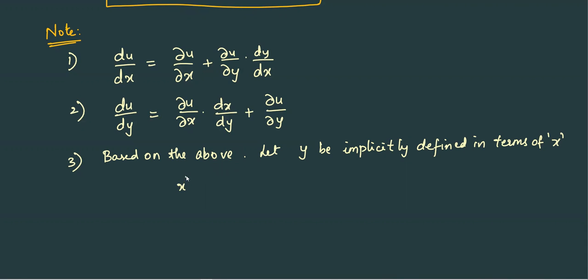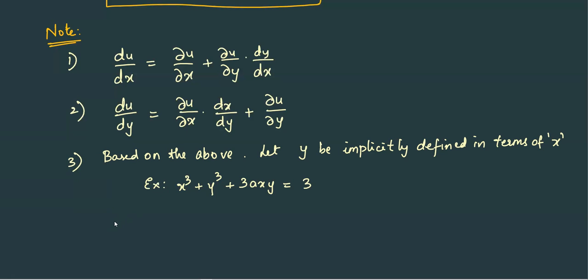For example, x cube plus y cube plus 3axy is equal to 3, let us say. Now there's a function. Y is a function of x, but it is very difficult to write y in terms of x. And we have to find dy by dx, or dx by dy. So one way we know is to differentiate. So we can use this result also.